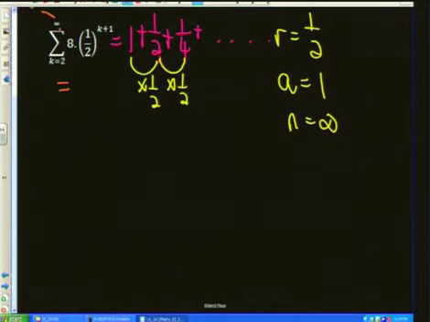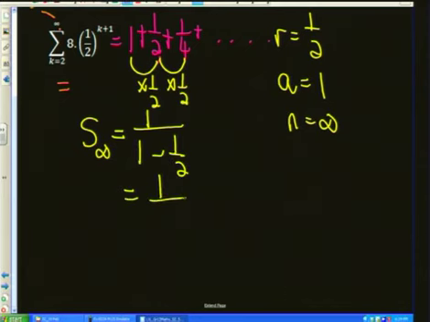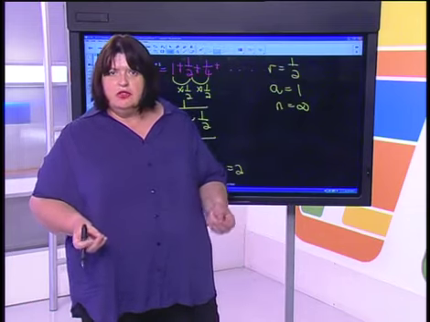So let's just pull this board up a bit. So we know that the sum to infinity is equal to a, which is 1, over 1 minus r, which is going to be 1 minus a half, and that's going to be a half. And of course, we know that if we are dividing by a fraction, we can multiply by this one inverted. So the answer of this is going to be 2. Now, does this make sense that if I keep adding these terms, the answer will be 2?